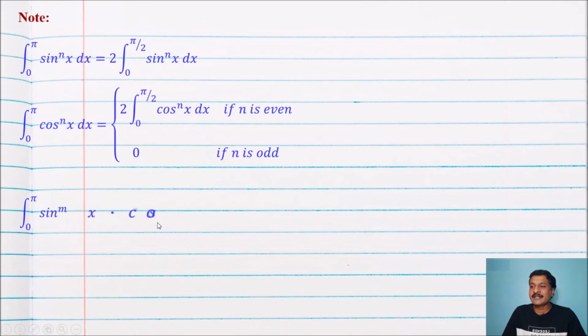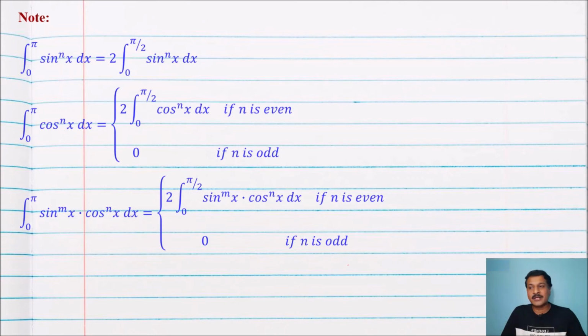If we consider integration from 0 to pi of sin x raised to m into cos x raised to n dx, definitely sine is always positive in the first and second quadrants, but the problem is with cos. So if the power of cos is even, then only it is 2 times, otherwise it is 0. That is equal to 2 times integration 0 to pi by 2 of sin x raised to m into cos x raised to n dx if n is even, meaning the power of cos is even, and equal to 0 if the power of cos, that is n, is odd. We already have the reduction formulas for these.